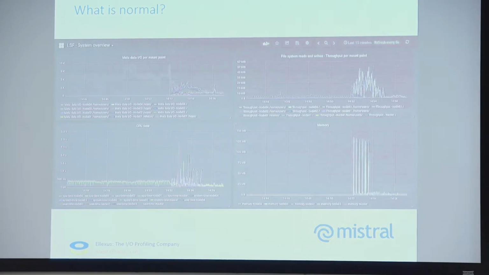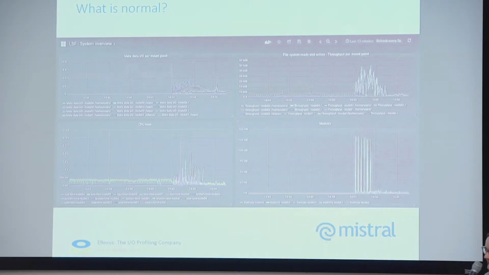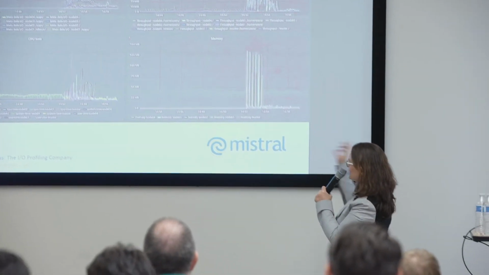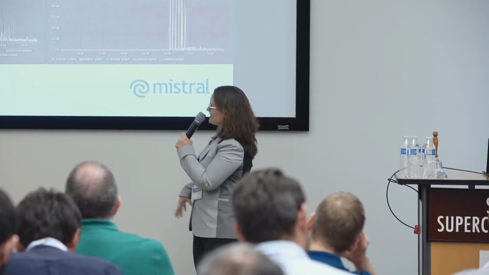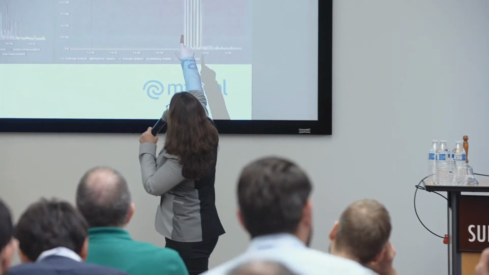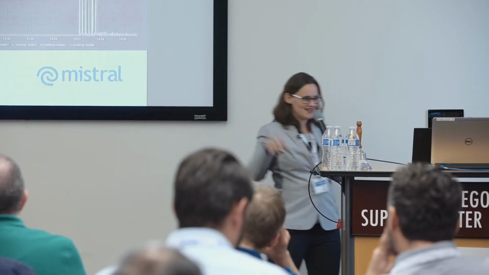So this is just a sample taken from our cluster. I hope that your infrastructure doesn't look like this. This is a lot of very weird workloads, a mixture of HPC and local benchmarks. So we've got metadata per mount point, throughput, CPU and memory there. I would hope that yours is less spiky, basically.